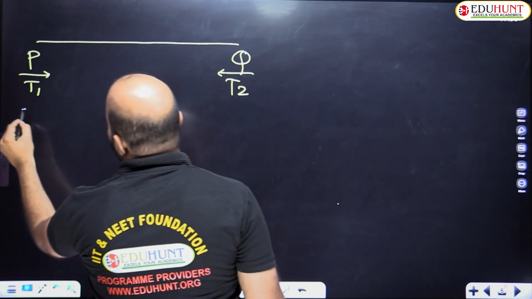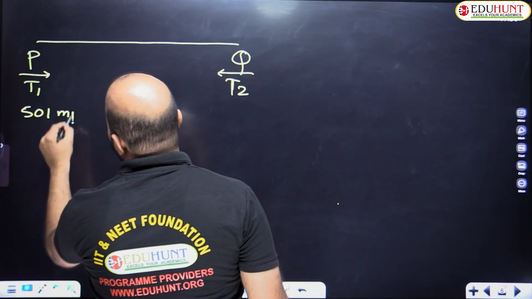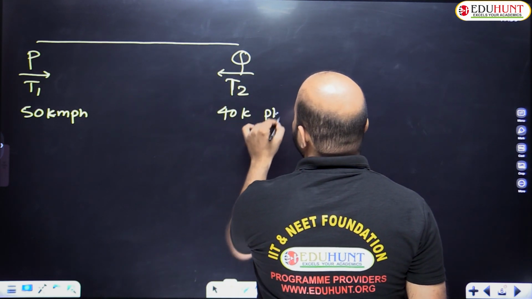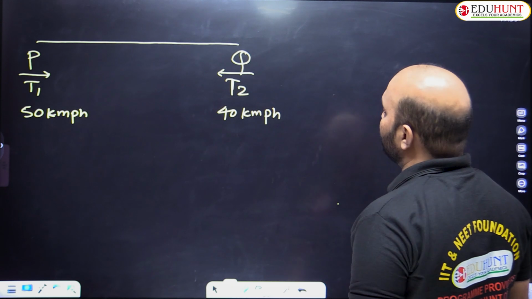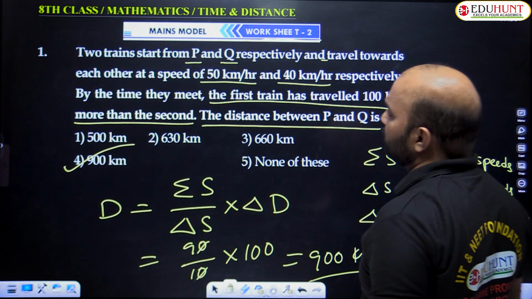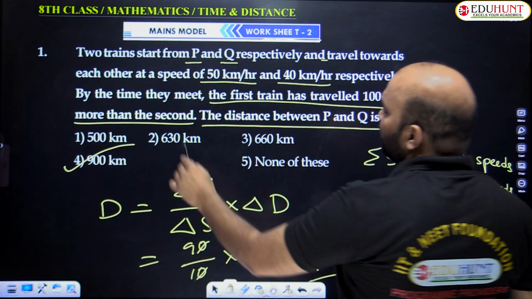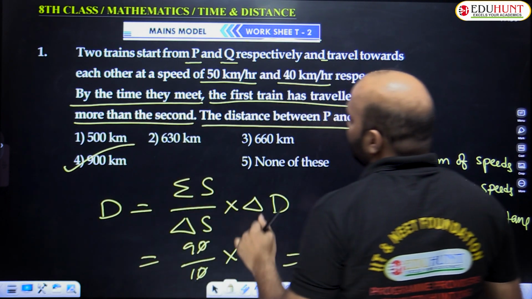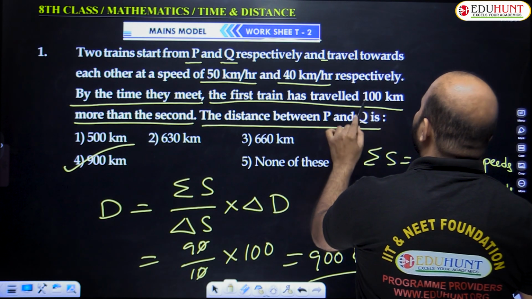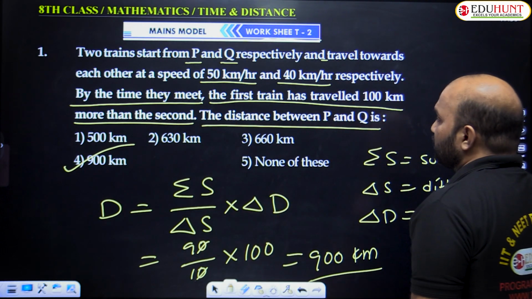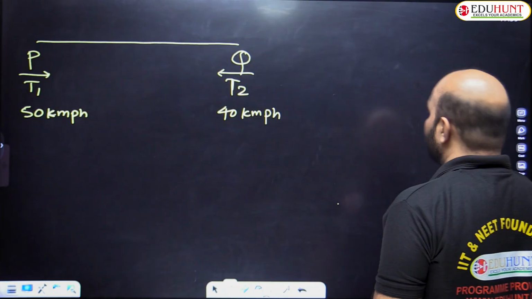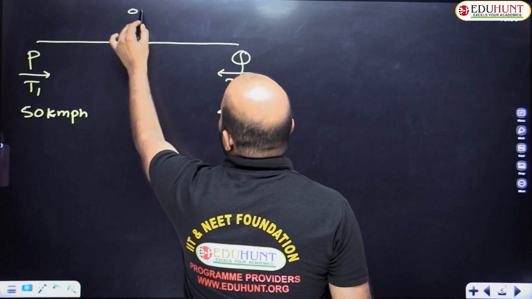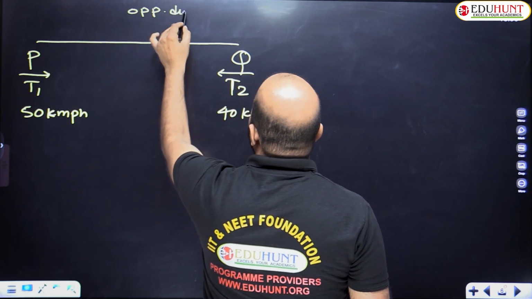Am I clear? So T1's speed is already given as 50 km per hour, and T2's is 40 km per hour. By the time they meet, the first train has travelled 100 km more than the second. But the question I am asking is the distance between P and Q. So clearly we need to observe. For example, both are moving in the opposite direction. So here the direction is opposite. Am I clear? Opposite direction.